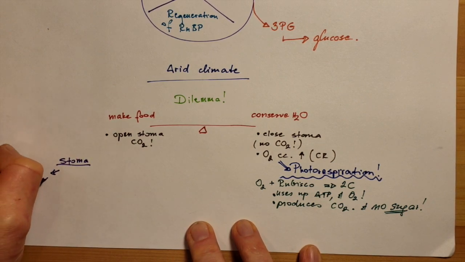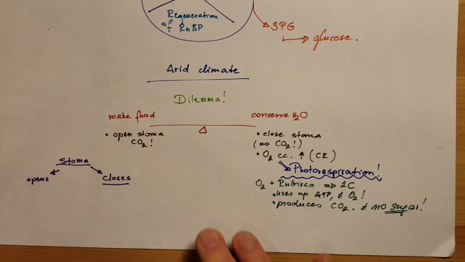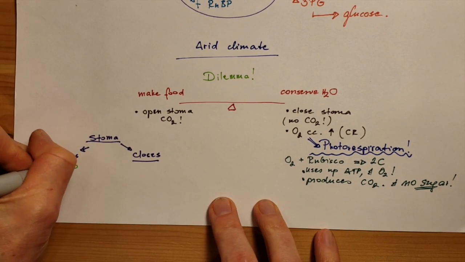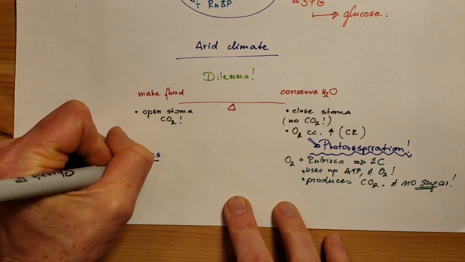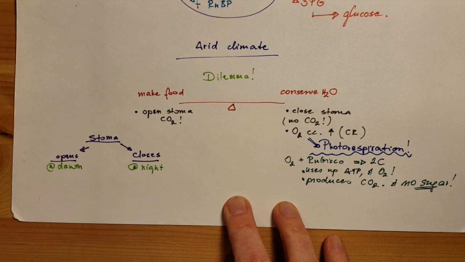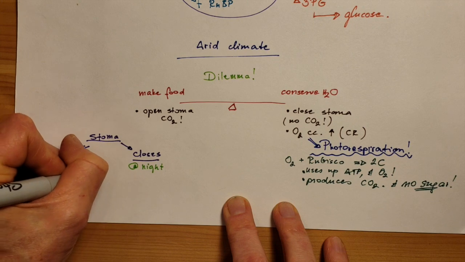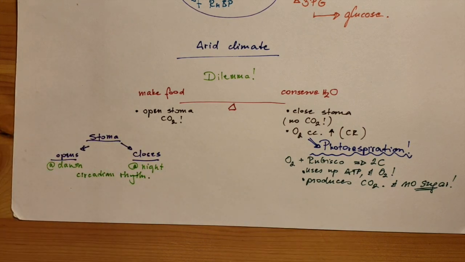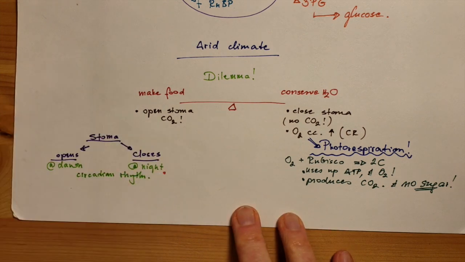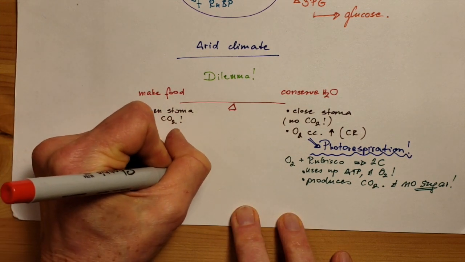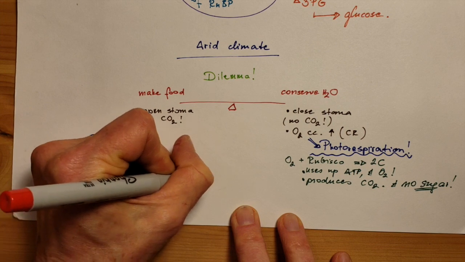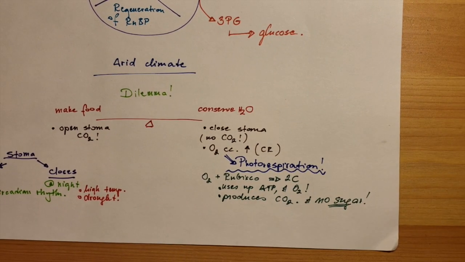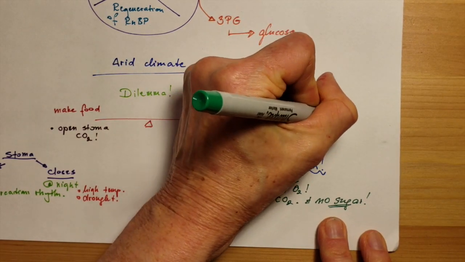Now the stoma opens usually at dawn and closes at nighttime. It shows a 24-hour circadian rhythm. The stoma closes at high temperature. Additionally to nighttime, the stoma can close at daytime when it's high temperature, or during drought, when the plant battles with water content.